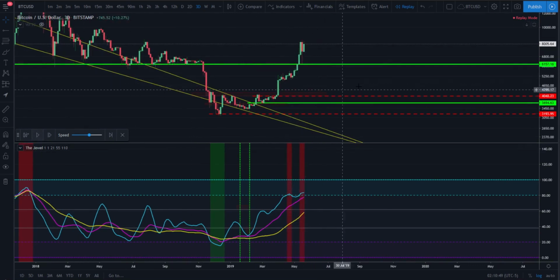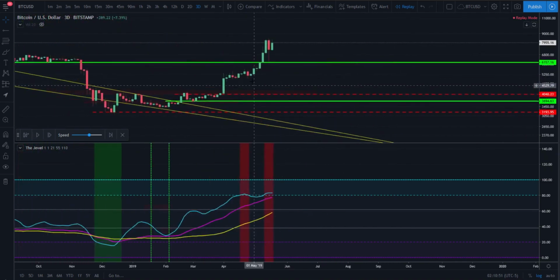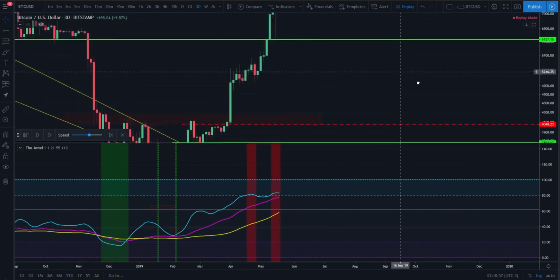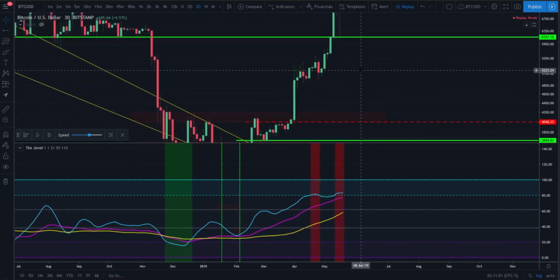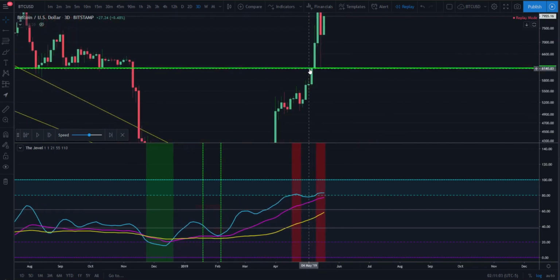But now is the thing, right? On the 3-day, we came back, destroyed that zone, came back right on it, tested it, and bounced right away. I would definitely take a little bit of profit over there, 50%, let's say, between 25 and 50 over there.